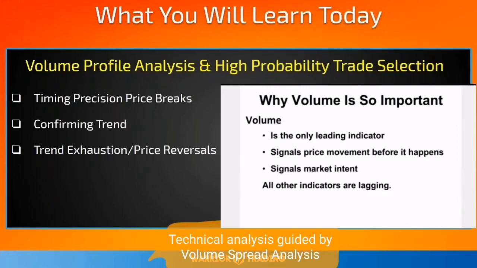I'm going to show you, between these three factors here: timing, precision price breaks, confirming the trend, trend exhaustion, or price reversals. So this is basically how to assess volume to help us determine the market's intentions across these three critical factors. And again, this is to greatly increase your trading probabilities. We're going to learn how this volume translates into being able to select high probability trades that you can expect to move in your favor when you have this volume profile criteria met.